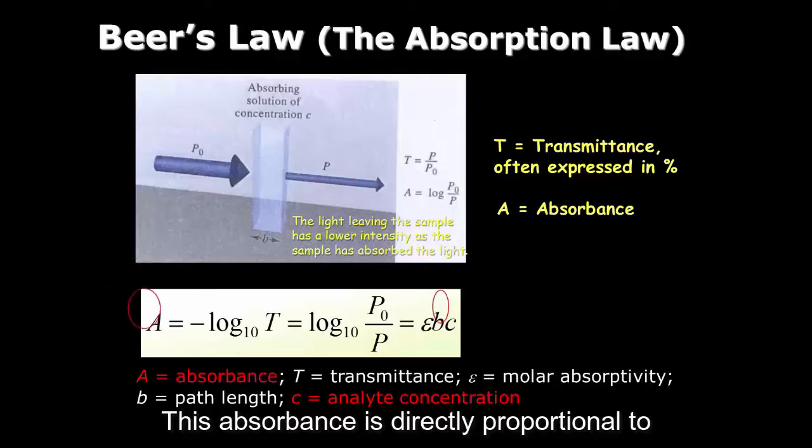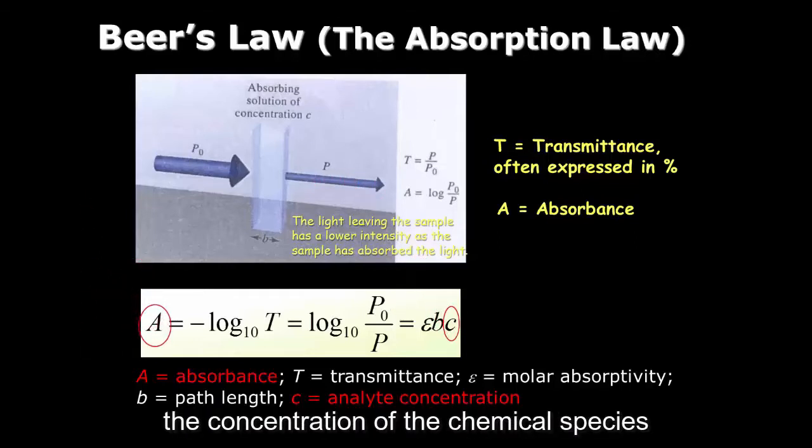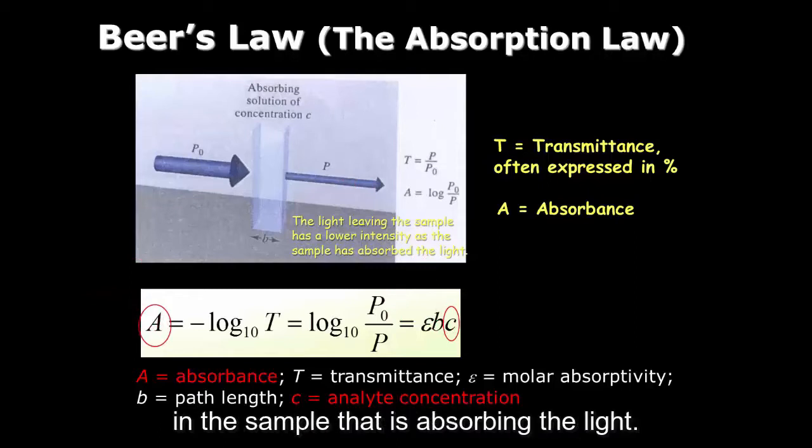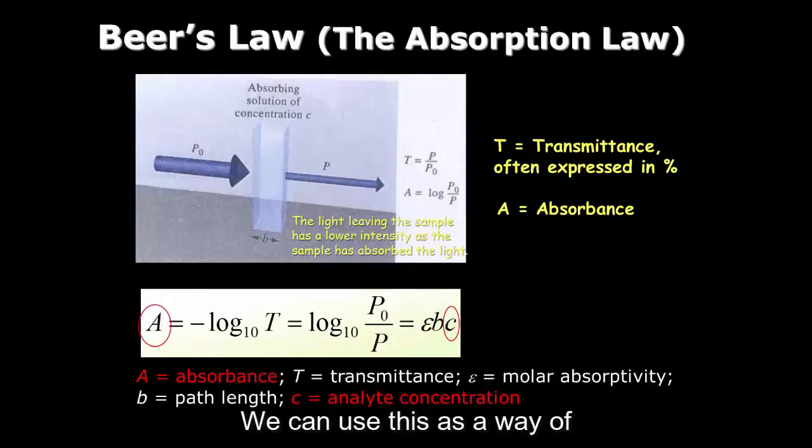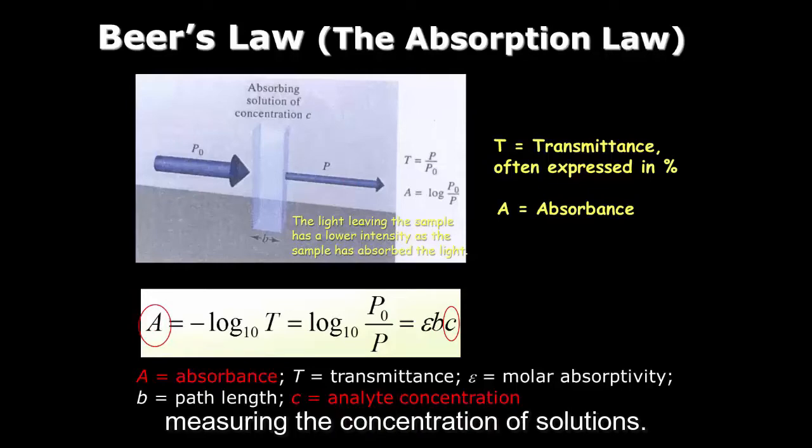This absorbance is directly proportional to the concentration of the chemical species in the sample that is absorbing the light. We can use this as a way of measuring the concentration of solutions.